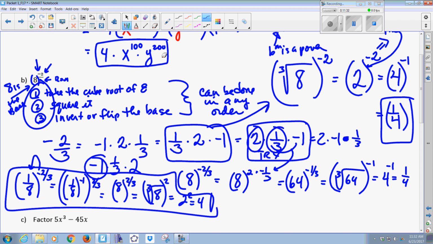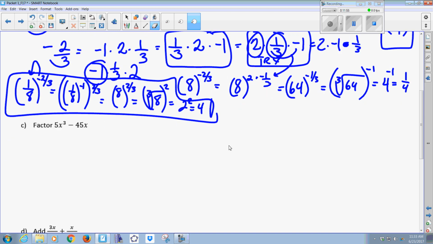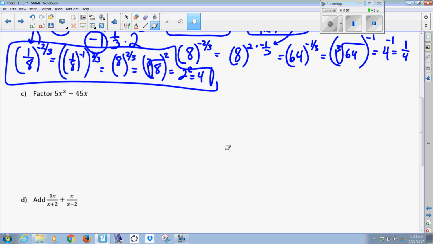Okay, so that might have been a little more than you wanted to see, but I just wanted you to see that you could do this in any order and why. It's because you're taking this fraction and rewriting it as 3 factors. And since multiplication can be written in any order, how you take this apart and simplify it can be done in any order.